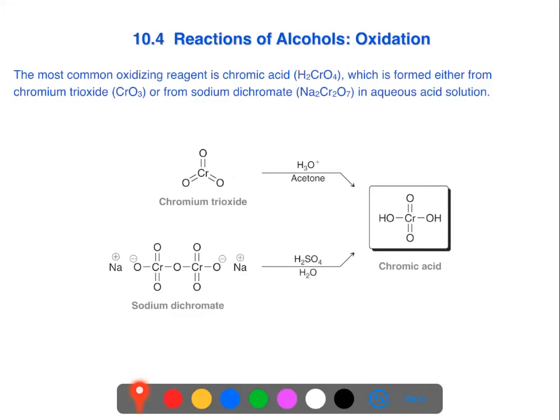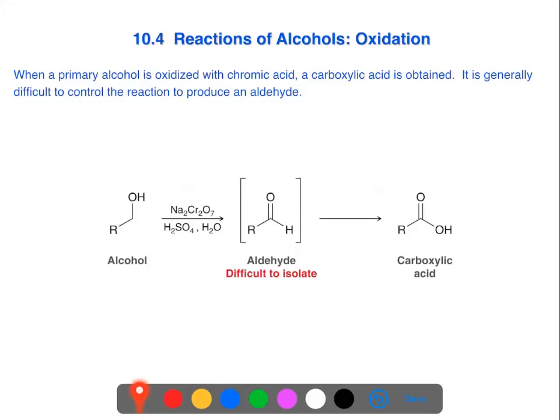Now, the most common reagent used to carry out the oxidation process is chromic acid, H2CrO4. And this is formed in one of two ways. We can start from chromium trioxide in the presence of an acid and acetone, and this is sometimes referred to as the Jones reagent. Or we can prepare it using sodium dichromate, as shown here, in the presence of sulfuric acid and water. So I show you these various methods just so that you'll be familiar with the various reagents that are used to carry out this oxidation process.